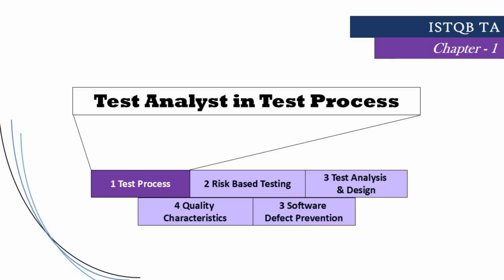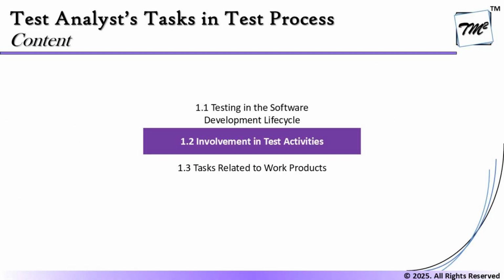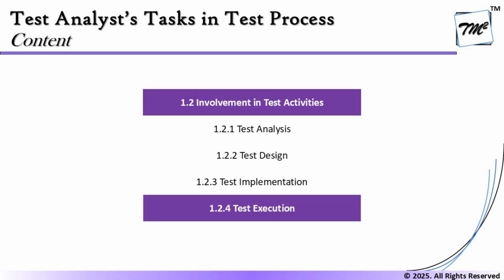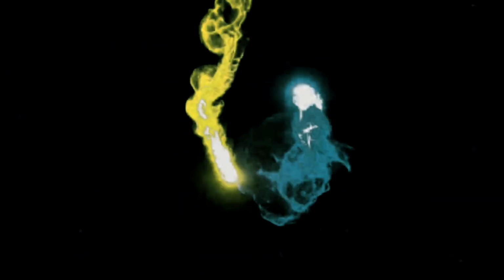Welcome back to another tutorial on ISTQB Advanced Level Test Analyst Certification, and we are in Chapter 1 talking about Test Analyst Task in the test process, continuing with 1.2, that is involvement in test activities, and picking up the last topic of this segment, that is 1.2.4, that is test execution. And here we will be talking about what does a test analyst take care of during the execution phase of the test process.